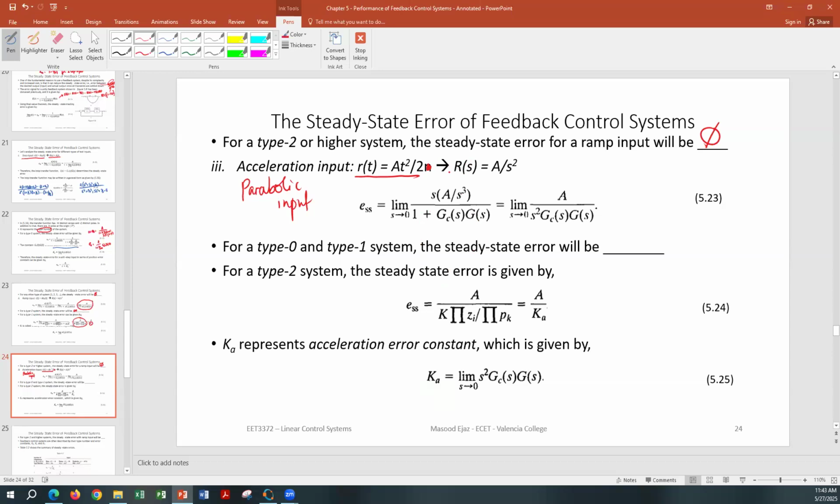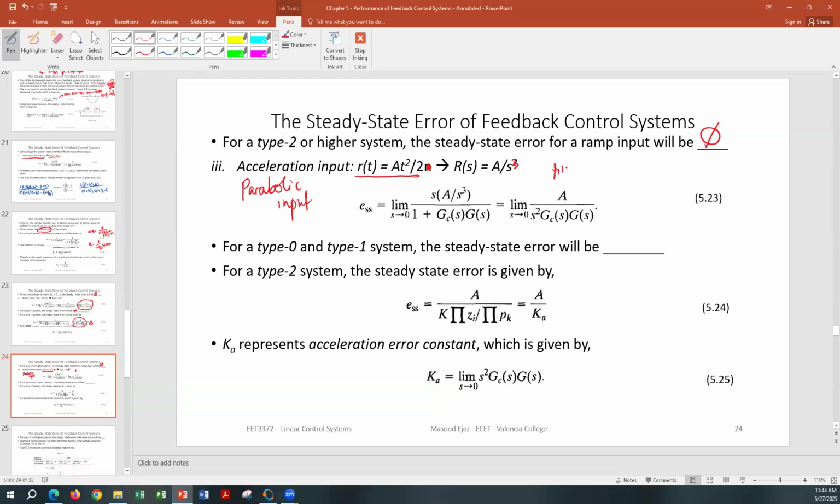So the steady state error, as you can see, is s times A over s cubed, because the power is increased by one, over 1 plus GC(s) G(s). So it's going to be A over s squared plus s squared GC(s) G(s). And when you apply the limit s tends to 0, it's going to be reduced to A over s squared GC(s) G(s). Again, I did not show one step.